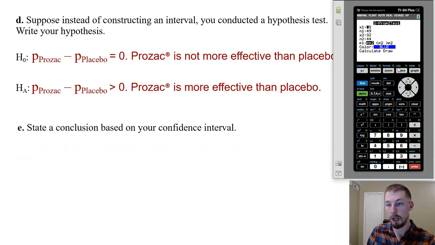So we're going to put it in the calculator. We want to show that our first proportion is larger than the second proportion. So we have Prozac and the placebo, and then hit calculate. Our p-value is 55%, so it's more than 50%. We need something that's in the top 5% or 1% or whatever alpha level we selected.